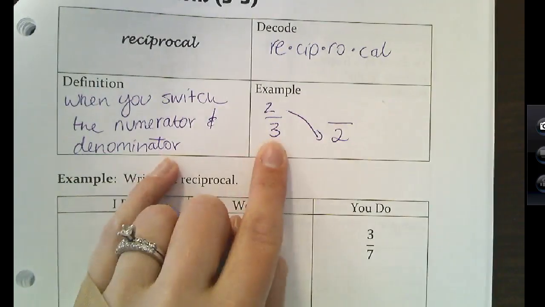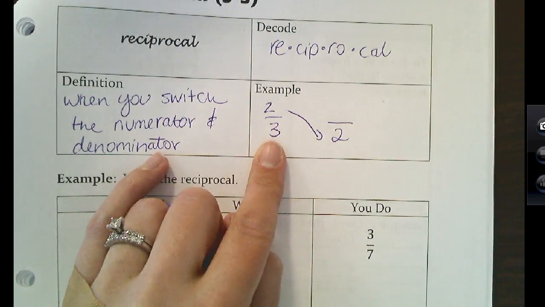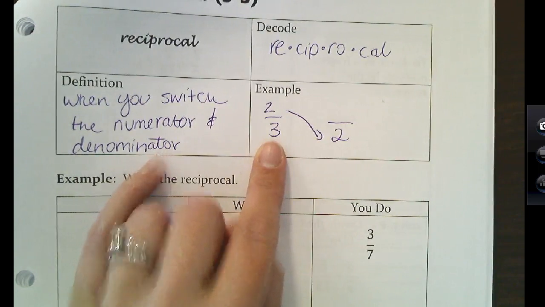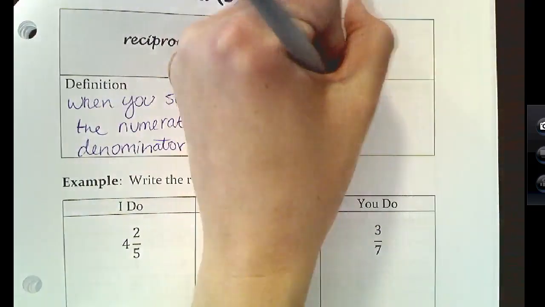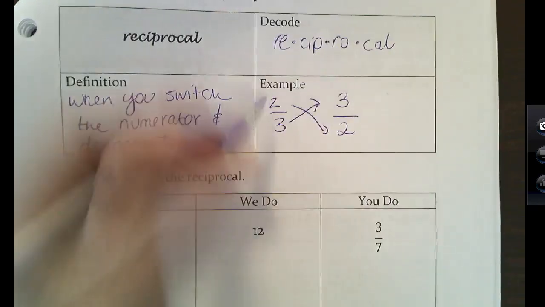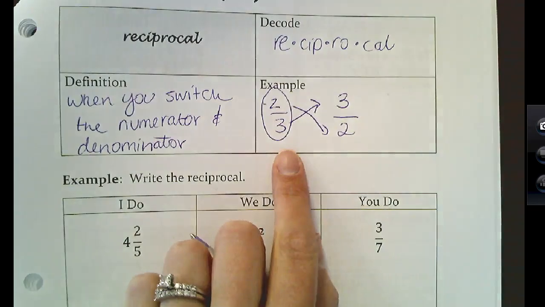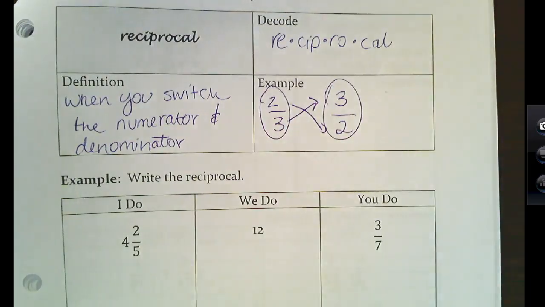Who can raise their hand and tell me what the denominator is in this fraction? 3. So I'm going to take the denominator and I'm going to move it to the numerator. So the reciprocal of 2/3 is 3/2. All that you'll have to do is flip the numerator and the denominator around. That's a reciprocal.